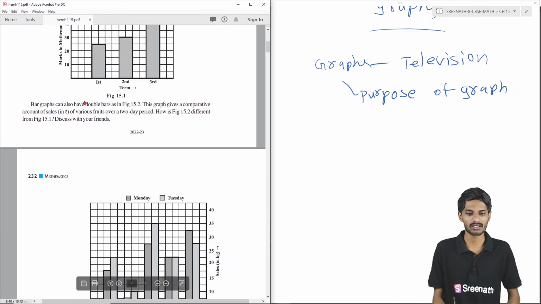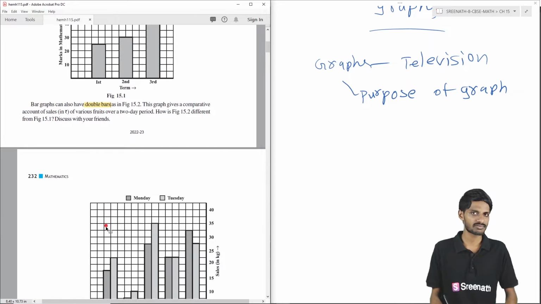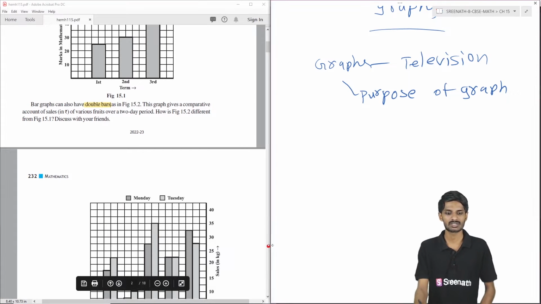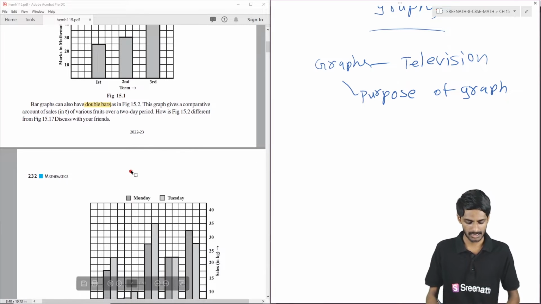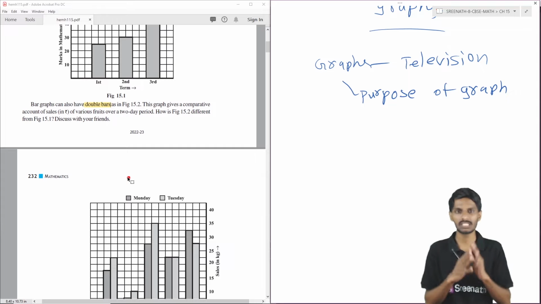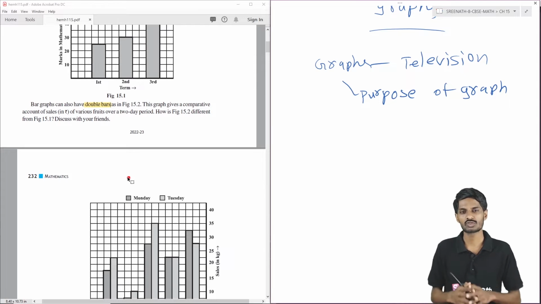It is also a bar graph. Sometimes we have double bar graphs, students. Double bar graphs are nothing but having double bars like that. In this type of double bar graph, if you want to compare between these two things, then we will use a double bar graph, students.